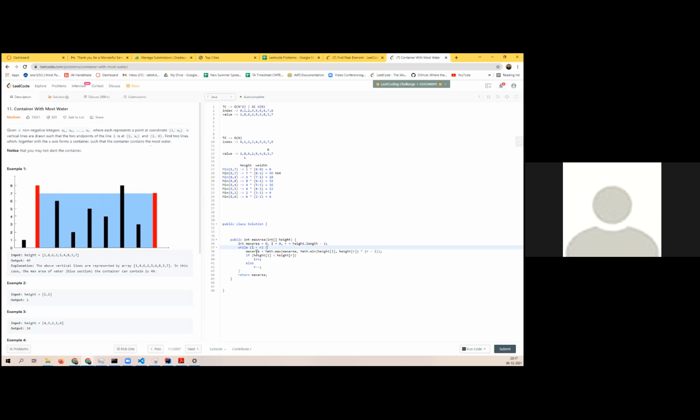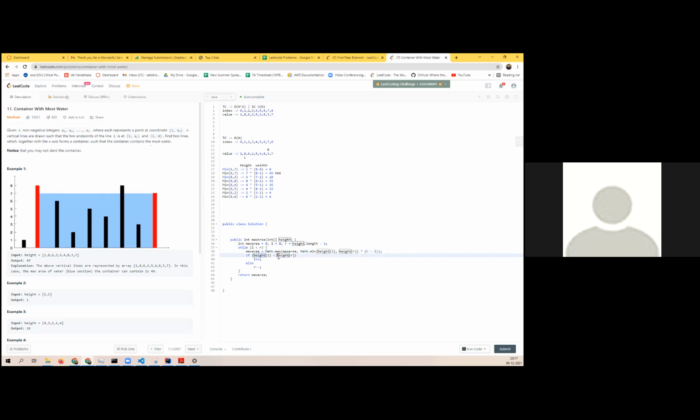We first calculate max area. So max area will be Math.max of max area and the minimum height of the left and right pointers. This is our height, the minimum height, and this is our width, because for calculating width we are just subtracting the index of the left pointer from the right pointer. So this will be the width of the water that we are considering right now, and this will be the height.